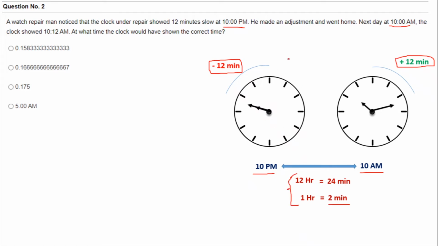Let's come back to the previous night, when the clock was showing 9:48. So at 10 p.m. it was showing 9:48 p.m. Then after 1 hour, that is at 11 p.m.